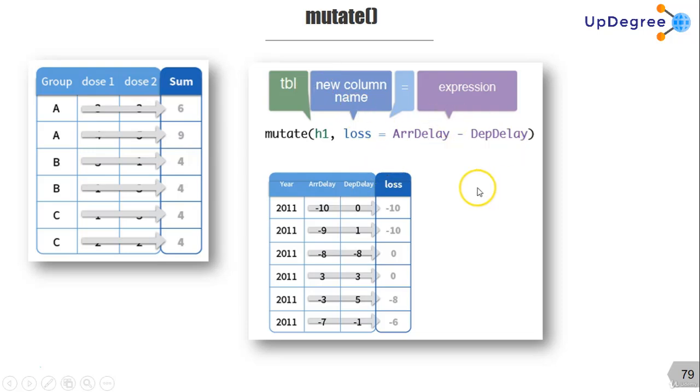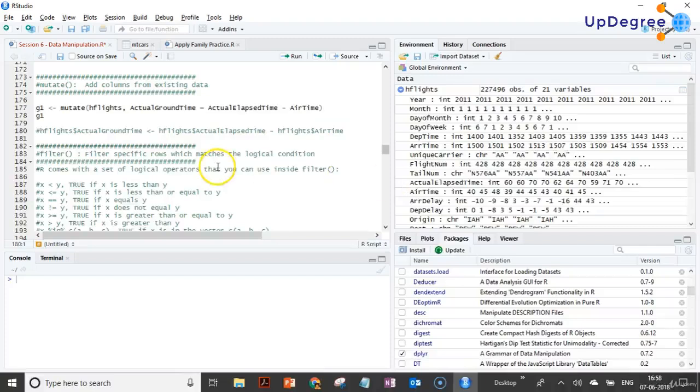And in our case, in our H-flight data set, suppose we want to create a new column called loss, which is nothing but arrival delay minus departure delay. So it would automatically create this new loss column. Using that mutate function, let me quickly go through the demo first. So suppose we are using the mutate function, and on top of which data? H-flight's data.